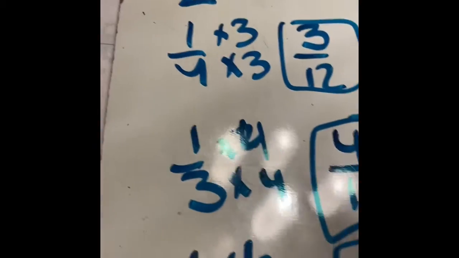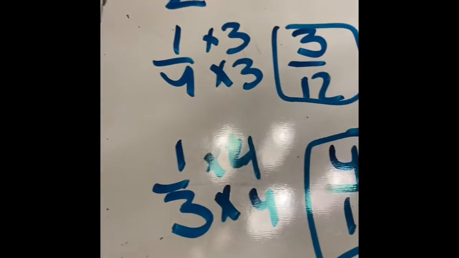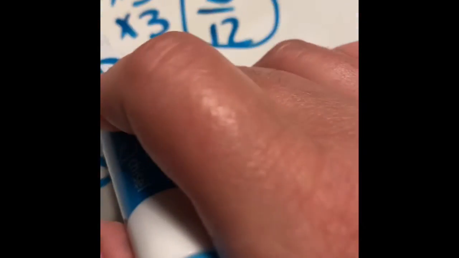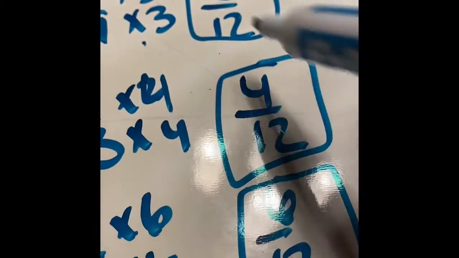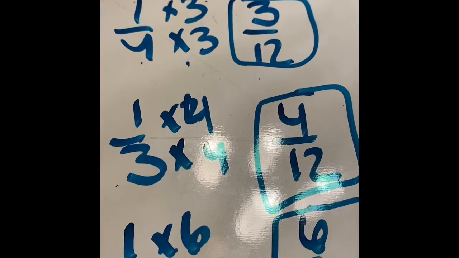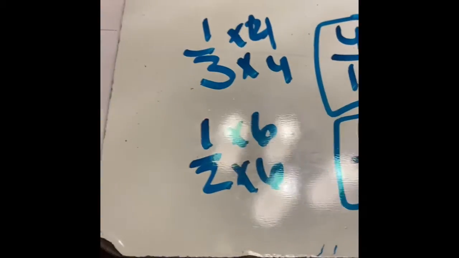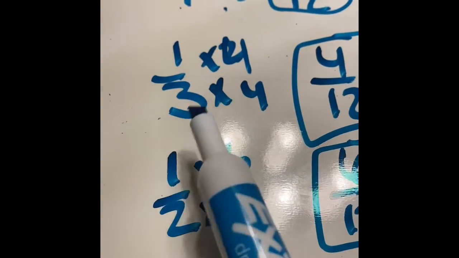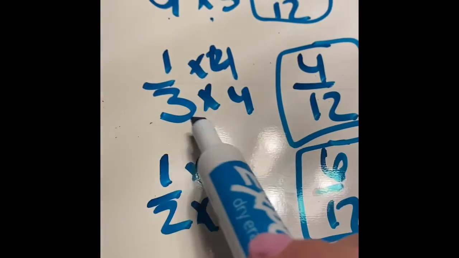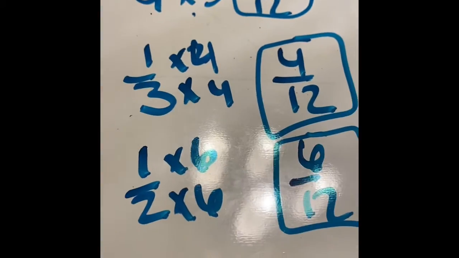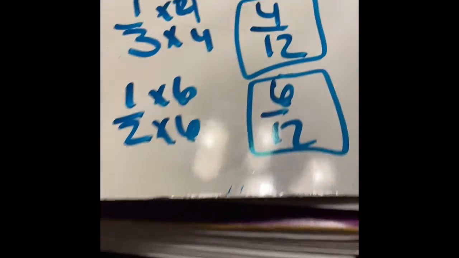So then I needed to make my 1/4 have a denominator of 12. I needed to multiply 4 times 3 to get to 12. Whatever I do to the bottom, I need to do the exact same thing to the top. The same thing for my 1/3. I needed my 1/3 to have a denominator of 12. Whatever I do to the bottom, I do the same thing to the top, and I got 4/12.